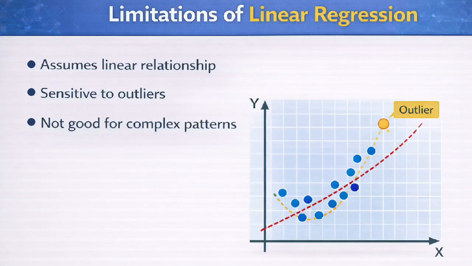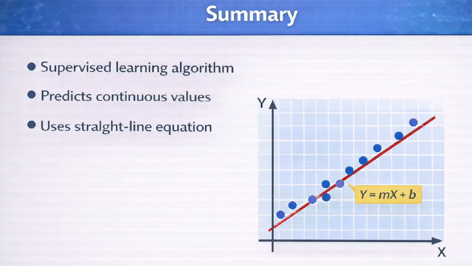However, linear regression also has limitations. It doesn't perform well when the relationship is non-linear or when there are extreme outliers. To summarize, linear regression is a supervised algorithm used to predict continuous values using a straight-line equation.